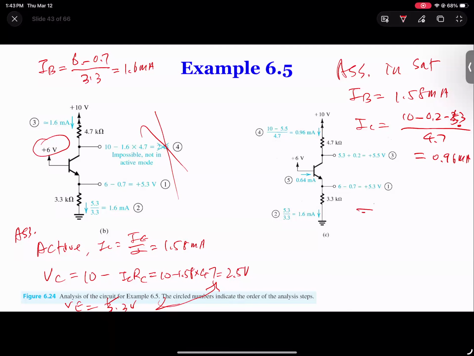So now you calculate your beta, IC over IB, which is 0.96 divided by 1.6. So this is less than 1. You see what happens? It is small. Your beta is less than 100, so this is good. So now the first assumption is wrong, and this is okay, right?